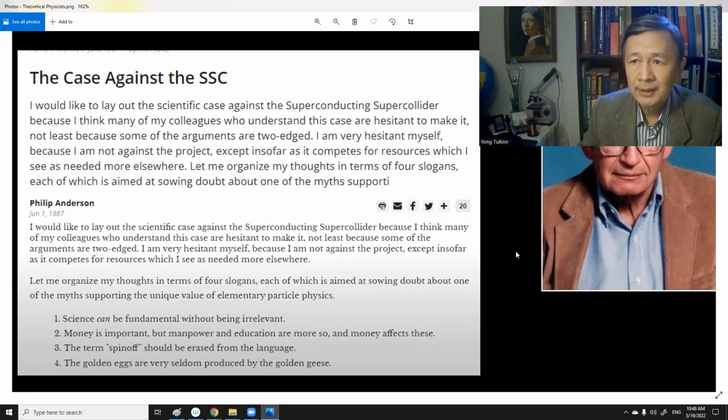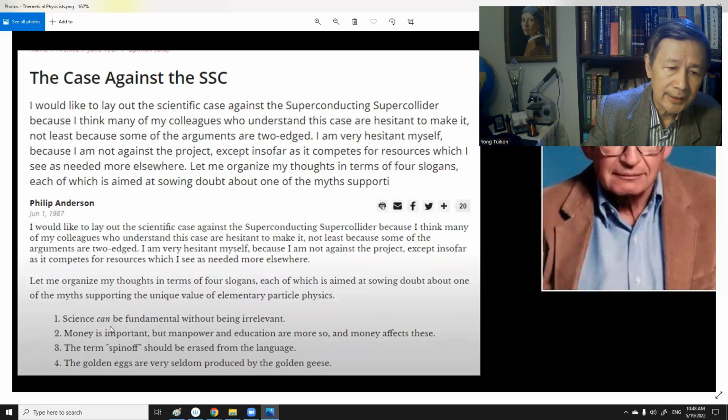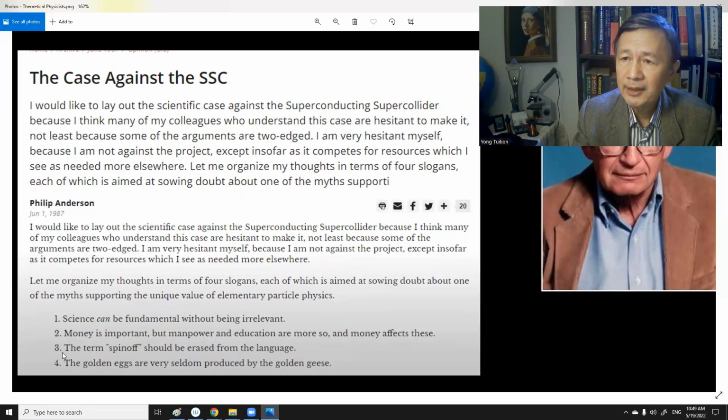Here are the main reasons why P.W. Anderson thought we should terminate the SSC project immediately. One, science can be fundamental without being irrelevant. Two, money is important, but manpower and education are more so, and money affects this. Three, the term spin-off should be erased from the language.